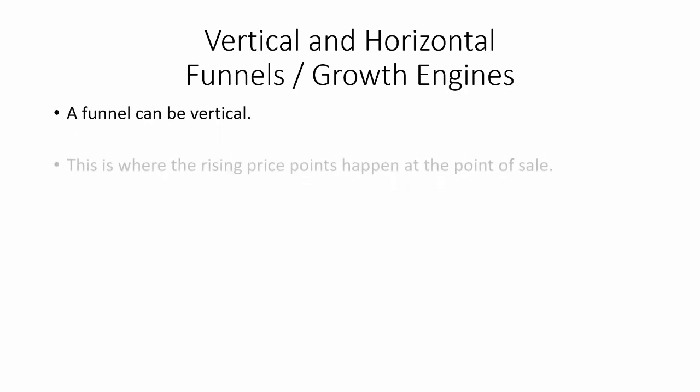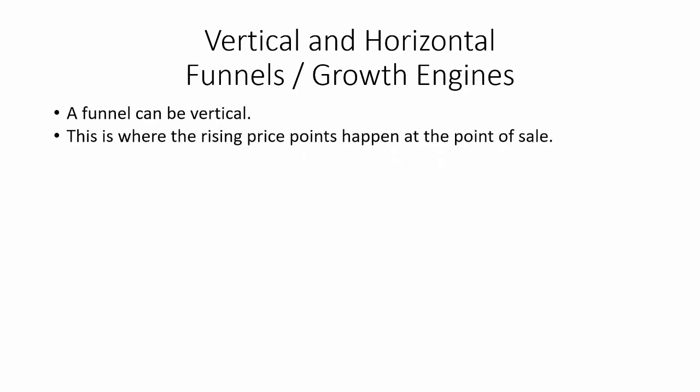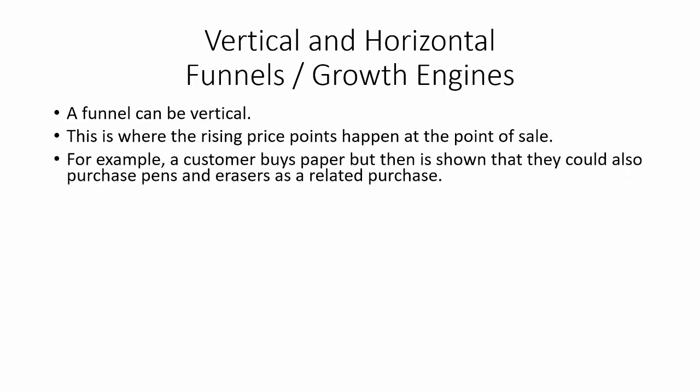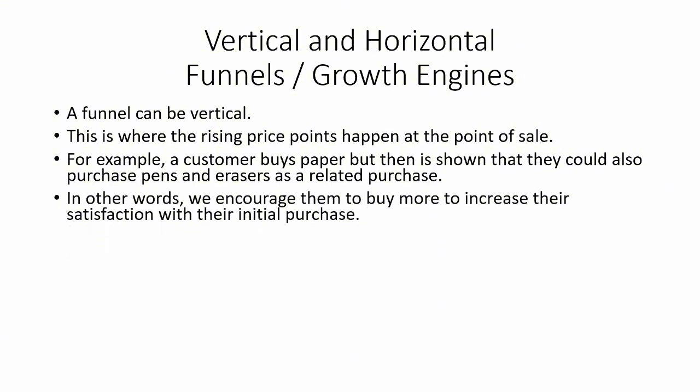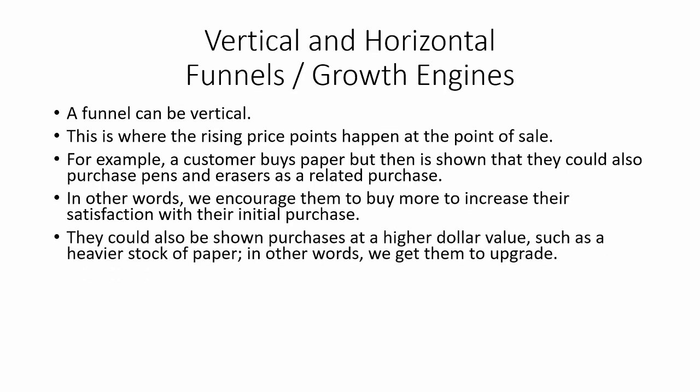Let's talk about vertical funnels. A funnel is typically going to be vertical, and this is where all the rising price points are going to happen at the point of sale. So a customer comes and buys paper, and you're going to show them offers for pens and erasers as related purchases. You get the paper, and I can also sell you pens and erasers to go with it. We're always increasing to increase their satisfaction with the initial purchase. We are saying, if you want to really enjoy this, here's something else that will help you do that. We could also show them purchases at a higher dollar amount if we want to.